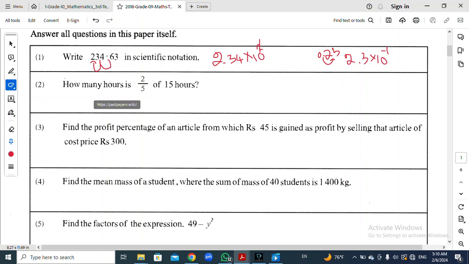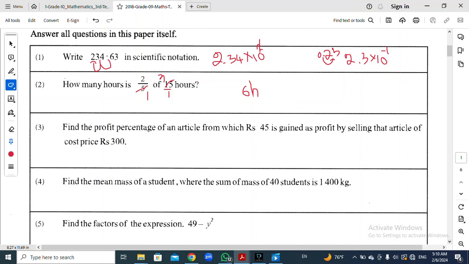Second one, how many hours in 2/5 of 15 hours? Here you just change it as a fraction, so we can add 1. Now here you see we can cut down these two, we can simplify 5 one time, and 15 is 3 times. So the final answer is 3 into 2, 6 hours. You should mention that one.